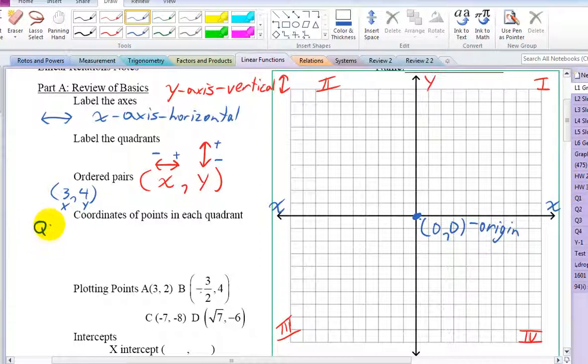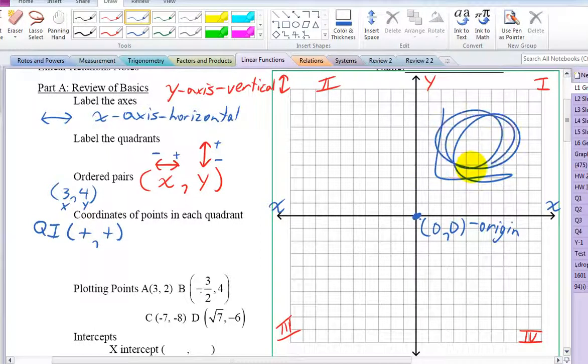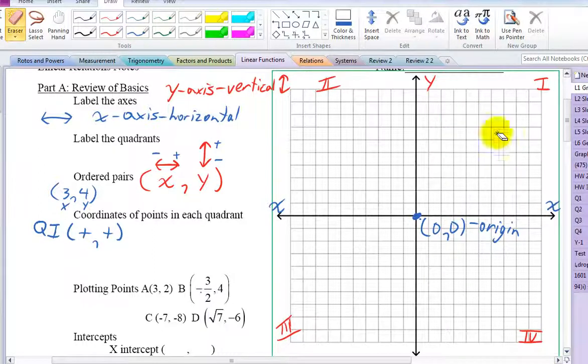Coordinates of points in each quadrant. For quadrant 1, what do we know about all the points in quadrant 1? What kind of x values will they be? Positive. Y values? Y is also positive values. So right here in this quadrant, we'll always have plus plus for points. So 3 plus 4, something like that.